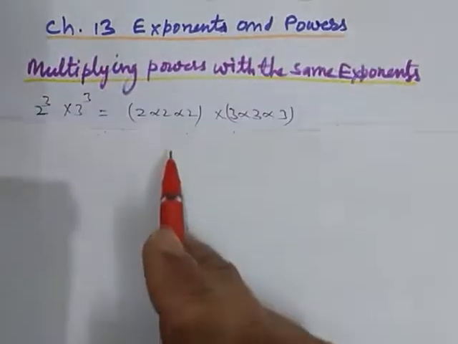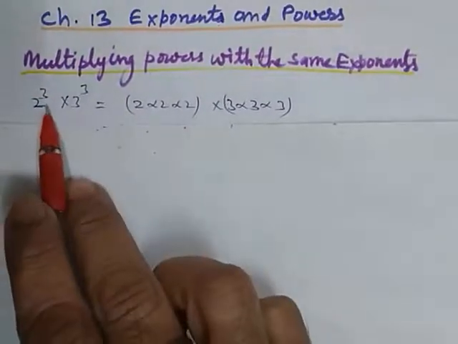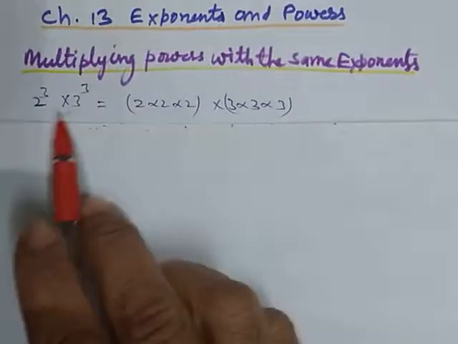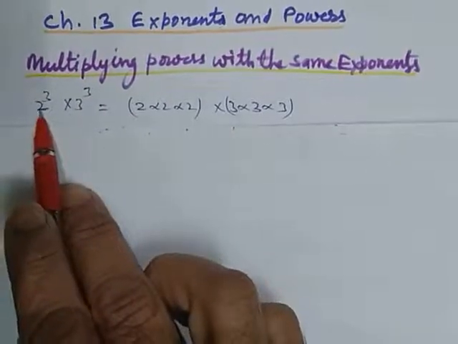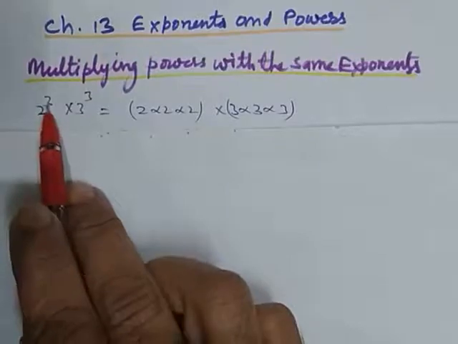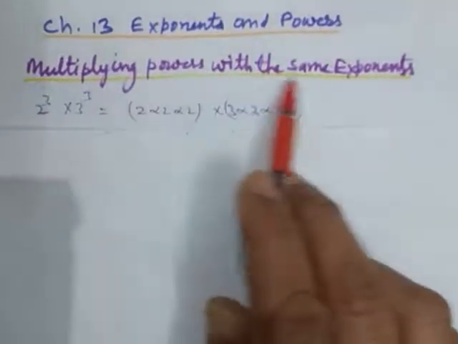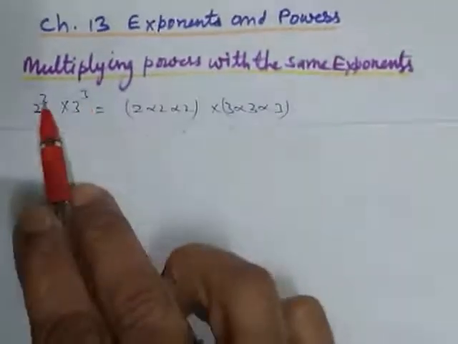Now we start. 2 raised to the power 3 into 3 raised to the power 3. Here the bases are different but their exponents are the same, according to this topic. Here the same exponent.